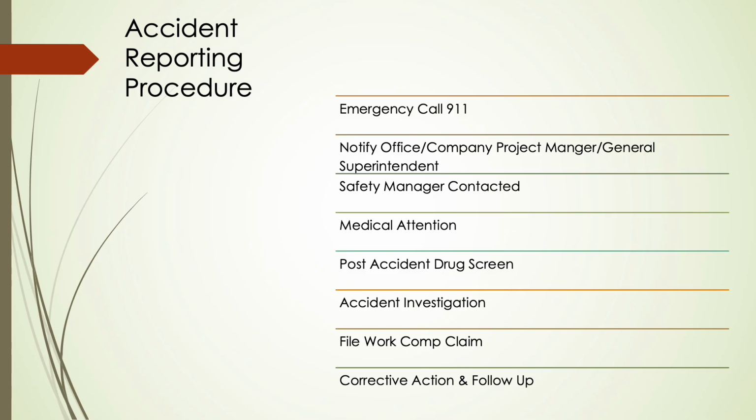Accident reporting procedure. Emergency, call 911. Notify office or company project manager or general superintendent. Contact the safety manager. Give medical attention. Post-accident drug screening. Accident investigation. File a workman's comp claim. And take corrective action and follow up procedures.